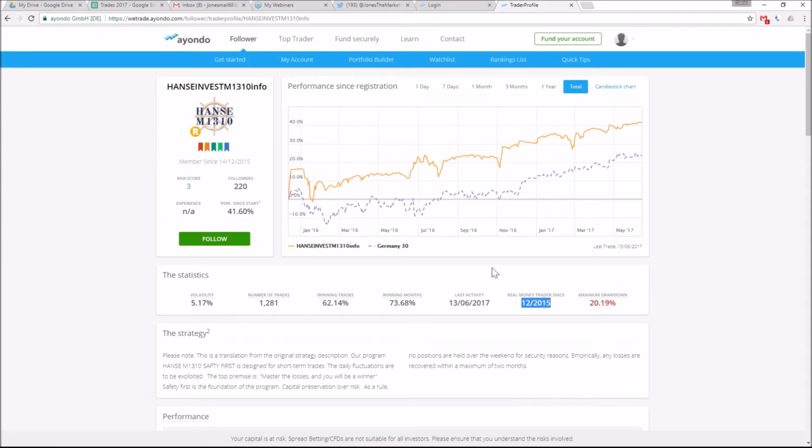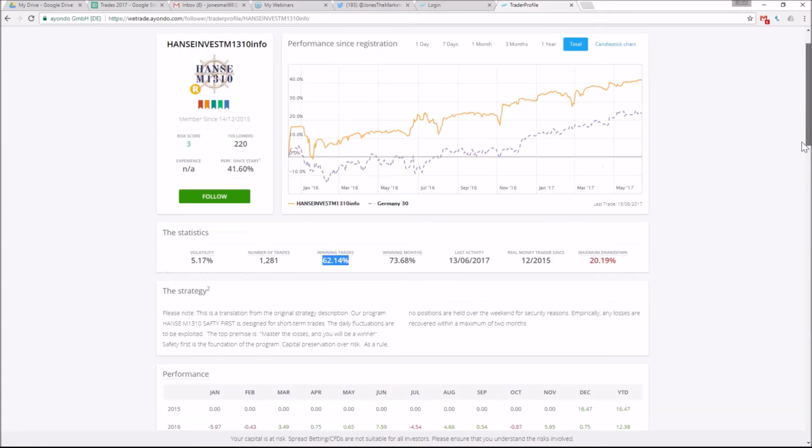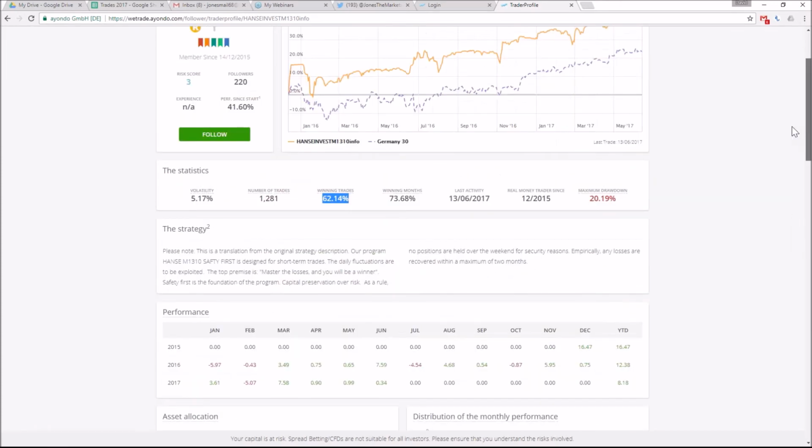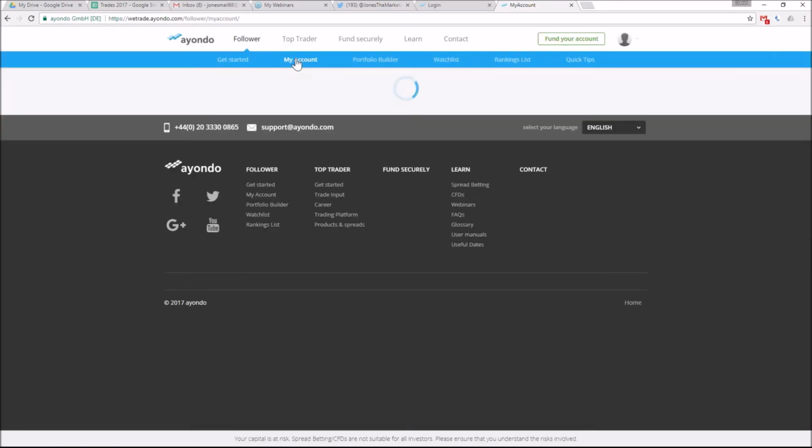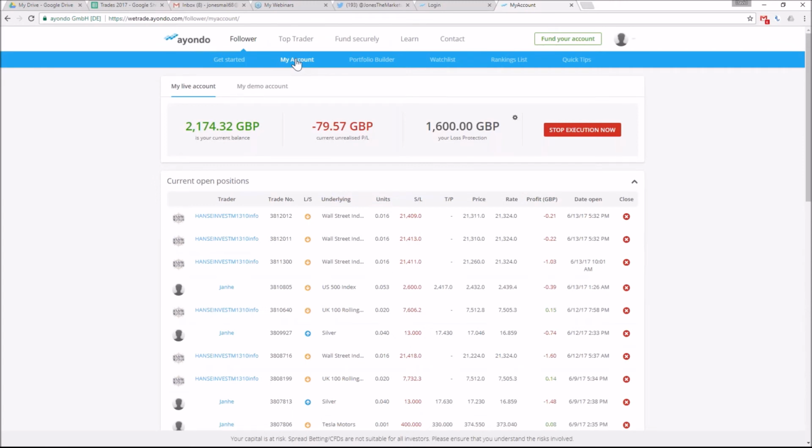Real money trader since December 2015. So that's a good old track record. Winning months quite realistic, 73%. Winning trade 62%, which for me is a bit more like it. Has the odd shock drawdown now and again, but the P&L just grinds its way higher fairly steadily. So I view that as a fairly low risk trader there. But it's very easy to log on, see how your traders are doing, and if you decide to change any of them, stop them trading.